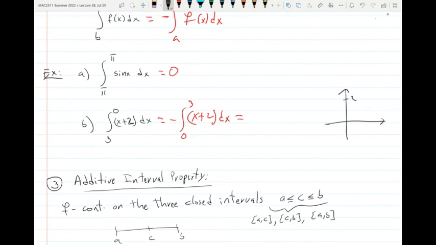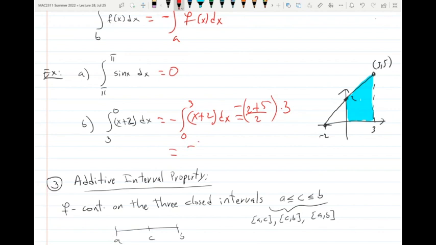So let's see, x plus 2, so here is 2, here is -2, right? So it's something like this. Now we need to go all the way up to 3. What is this point? That's (3,5). So we're basically calculating this area. Right? So what is this? Actually, no. It's this, from 0 to 3. So it's this. Okay. So it's a trapezoid. So it's going to be (2 plus 5) over 2 times the base, which is 3. And then with a negative. So the answer is going to be, so what is this? 7 times 3 is 21, so -21/2.